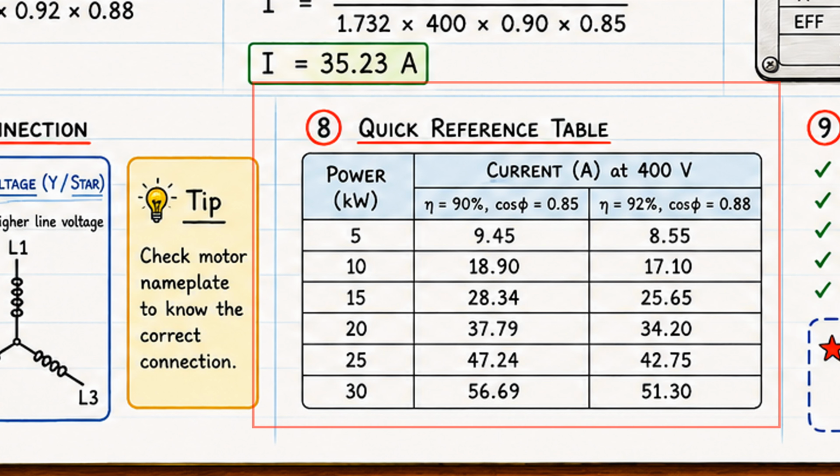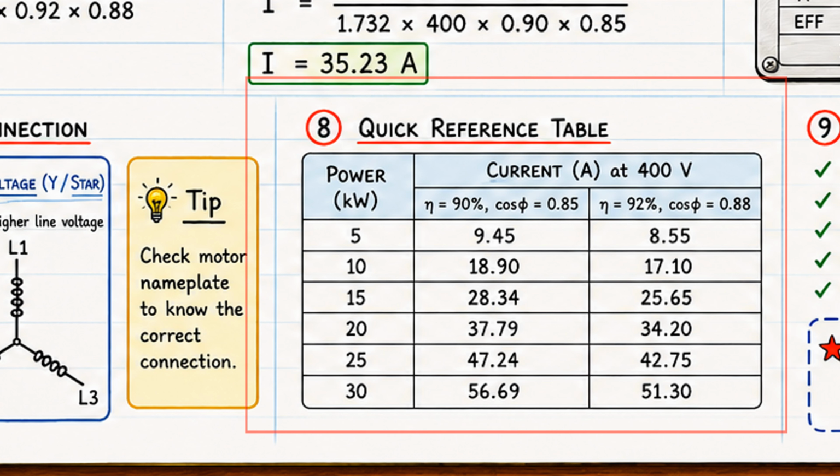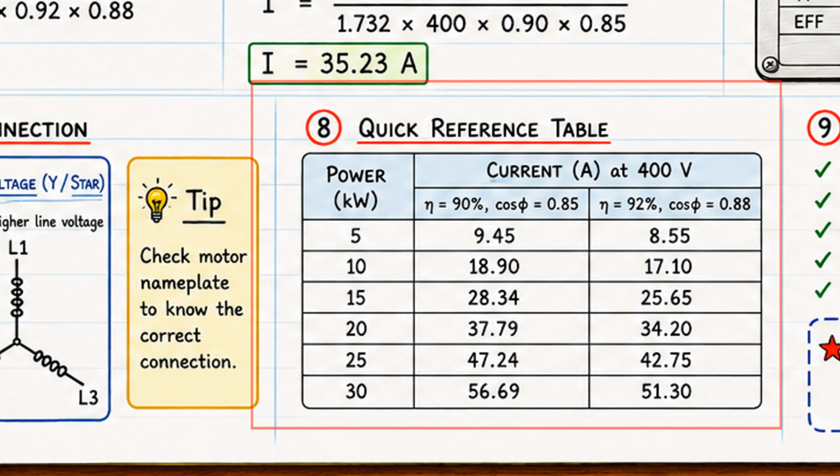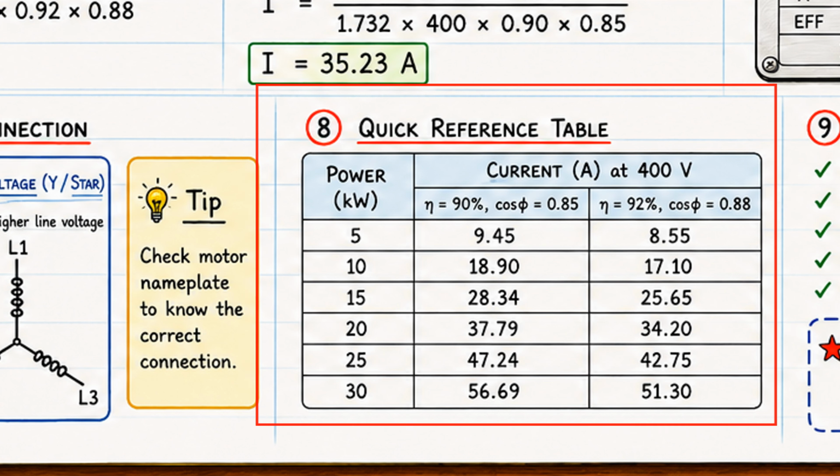Smaller and less expensive cables. Smaller circuit breakers and contactors, with lower cost. Less heat generated inside the electrical panel. And lower electricity costs throughout the life of the motor.